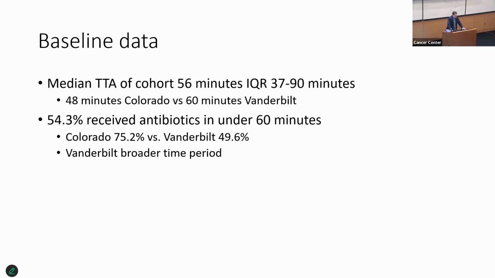So baseline data, the median TTA of the whole cohort was 56 minutes. It was 48 minutes for Colorado versus 60 minutes for Vanderbilt. 54.3% received antibiotics in under 60 minutes. In Colorado, it was 75.2% versus Vanderbilt 49.6%.